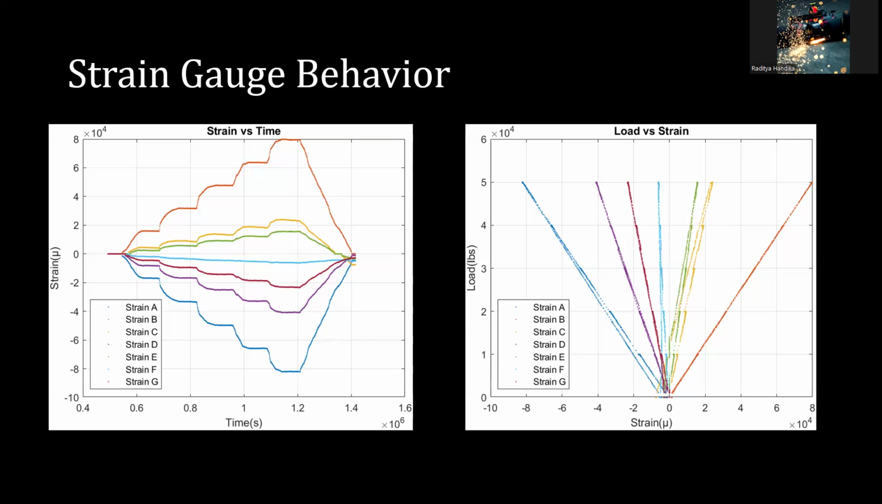And the plot on the right demonstrates strain behavior under incremental loading, showing a similar trend to the strain versus time graph, and it illustrates how loading condition causes strain values to vary at specific beam position.